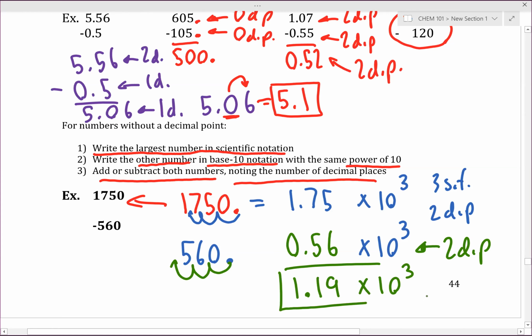Okay. So all we have to do is enter 1.19 and then include the power of 10, times 10 to the third. Does our final answer have the correct number of decimal places? Does it have 2 decimal places? Yes. So if we expanded this out, we get 1190.